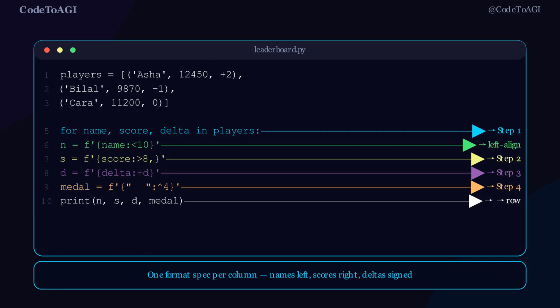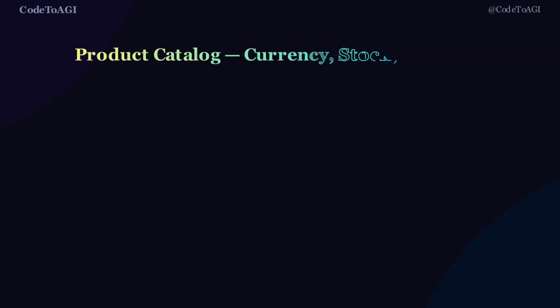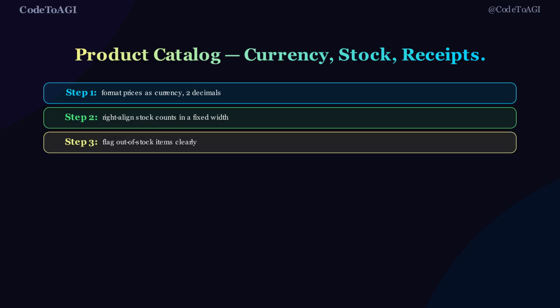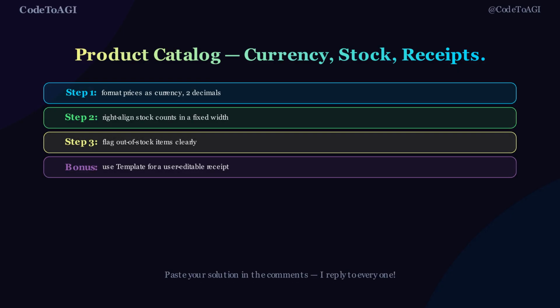Clean leaderboard. Your challenge. You have a list of products with prices and stock. Step 1. Format prices as currency with 2 decimals. Step 2. Right align stock counts in a fixed width. Step 3. Flag out-of-stock items clearly. Bonus. Use Template for a user-editable receipt.